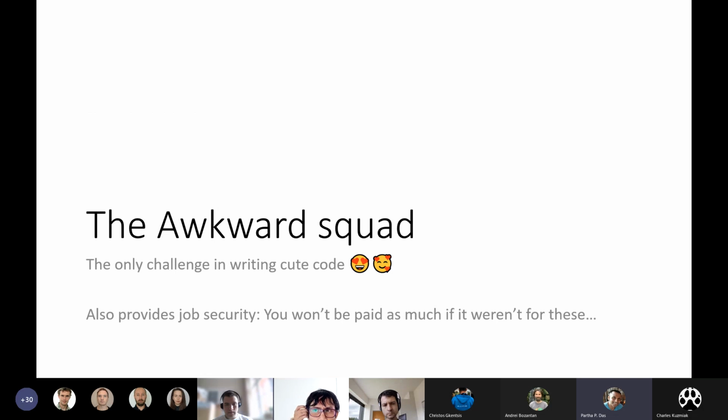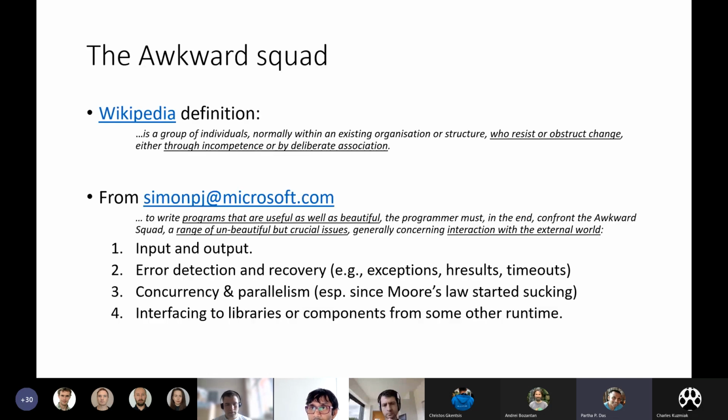All right, the awkward squad. We cannot write cute code most of the time because of these guys, and this is also the reason why you get paid so much. If it weren't for this, your job would be as good as pushing paper somewhere else. So let's see what an awkward squad is. Basically, people who resist change or obstruct change through either incompetence or by deliberate association. And that is very much applicable to the awkward squad in reference to programming.